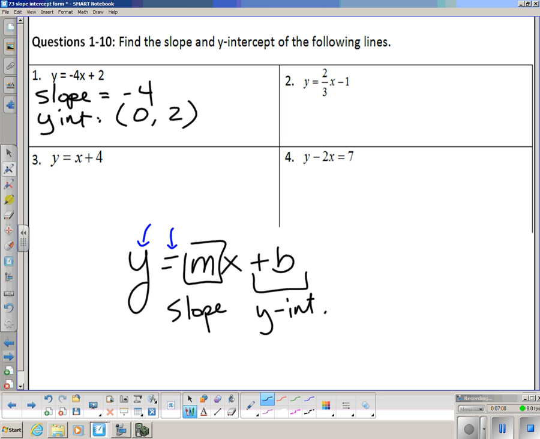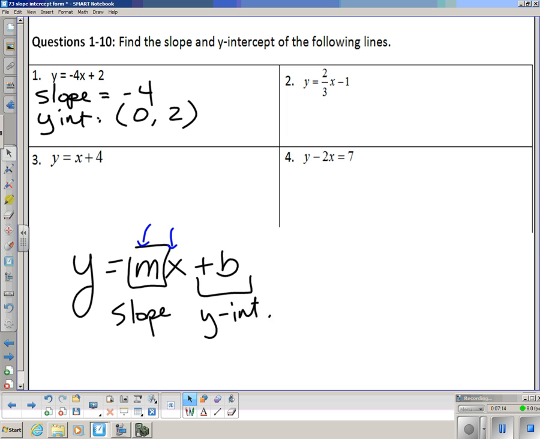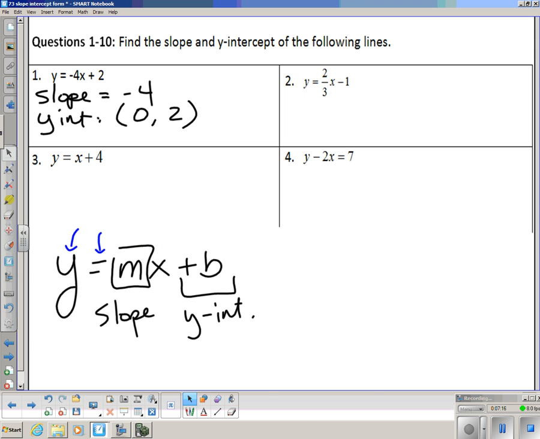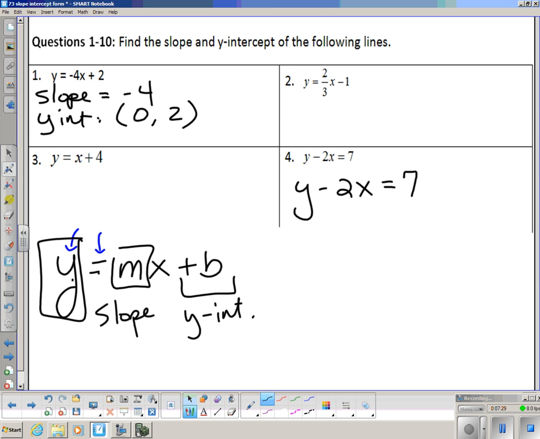Next one, our slope. Actually, I want to let you do the other ones. I want to skip down to number 4 for a minute, because number 4 is a little tricky. Number 4 says y minus 2x equals 7. The format for a line is y equals, where the y is all by itself. So that's where our solving skills will come in handy.